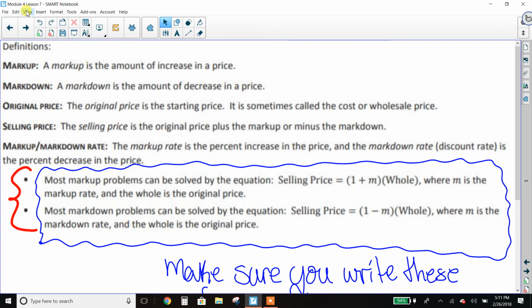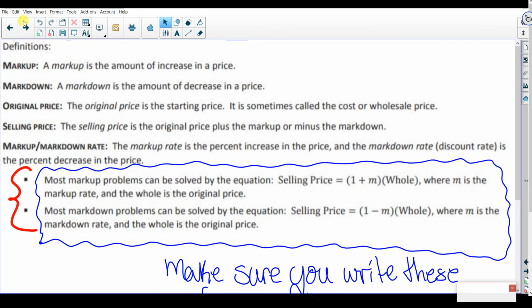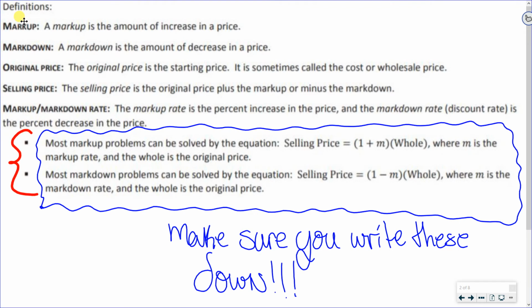All right. Now, just in case you didn't get it, these are your definitions from class. Like I said, the only ones I care about the most are the markup and markdown rate at the very bottom, because those provide you your equations, the equations that you're going to be using to solve your markup problems and your markdown problems. If you're not sure which ones I'm talking about, these two right here. Selling price equals 1 plus m times the whole. Selling price equals 1 minus m times the whole. These two equations you're going to be using for every single one of your markup, markdown problems.